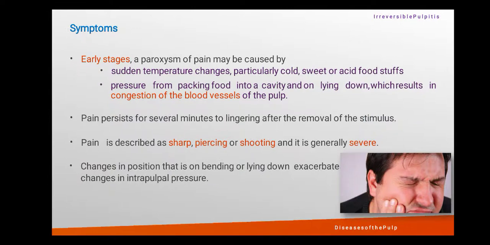Symptoms, early stages: paroxysms of pain may be caused by sudden temperature changes, particularly cold, or sweet or acidic foodstuffs. Pressure from packing food into a cavity, and lying down, which results in congestion of the blood vessels of the pulp. Pain persists for several minutes to lingering after the removal of the stimulus. Pain is described as sharp, piercing or shooting, and is generally severe in nature. Change in position, that is on bending or lying down, increases the intrapulpal pressure, resulting in pain.